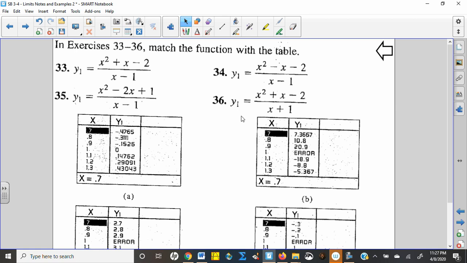And so that's how that works out. Once again, if you want to go through any of those and really talk about them, we can. But which ones have removable discontinuities, which ones have infinite discontinuities because they're vertical asymptotes, and which ones match up with the appropriate tables.